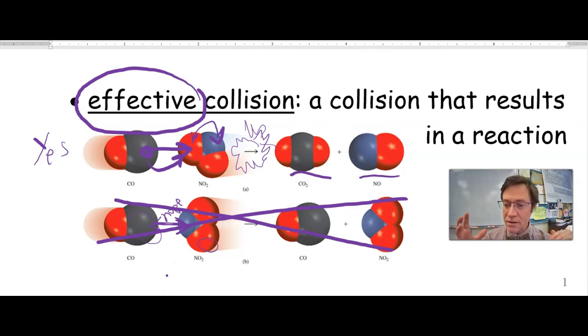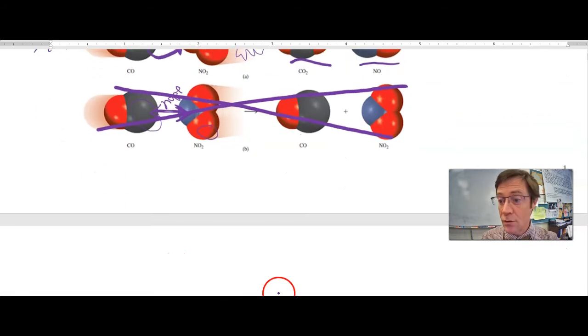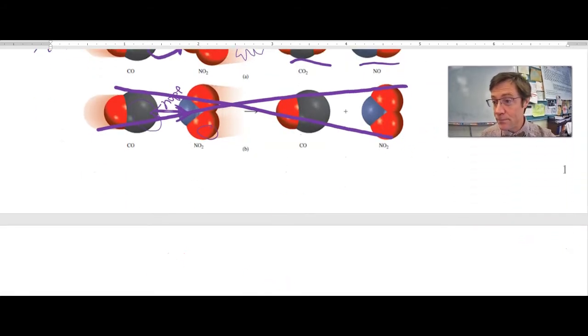It's not going to react or result in a chemical change because we need two things: enough energy and proper spatial orientation. Now, energy tells us how hard they're smashing together. They've got to smash together hard enough to break the chemical bonds that are already there, and they've got to be lined up just right so when they snap back together after this explosion of broken chemical bonds, they snap back together in a way to make a new product. Got it? Great. So an effective collision basically is a collision that results in a chemical reaction. That's not too highfalutin.